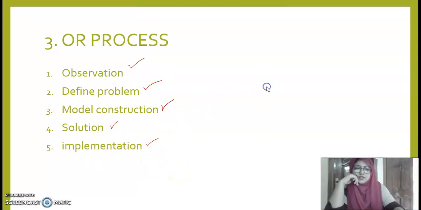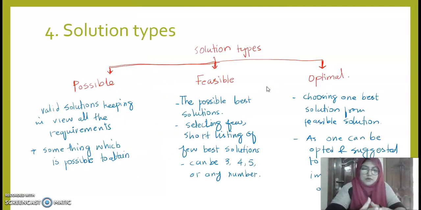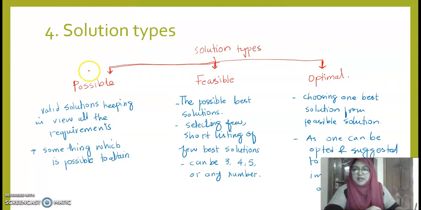So now we are going to topic number 4, which is solution types. Let's discuss this because it's very important to know what the solution types are. First we have possible solutions, another is the feasible solution, and then the optimal. So let's discuss further what a possible solution is. A possible solution is any solution which is valid. So an invalid solution can never be a possible one.